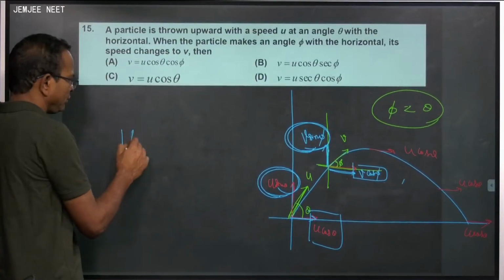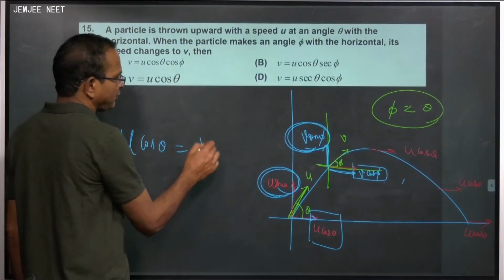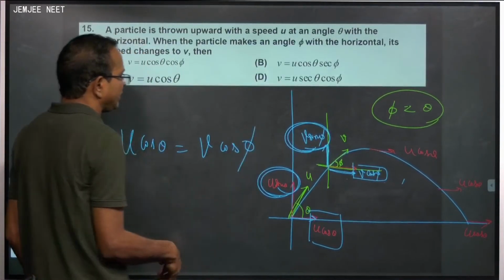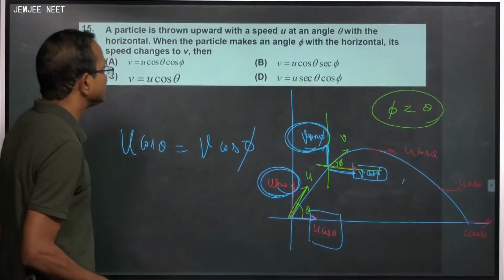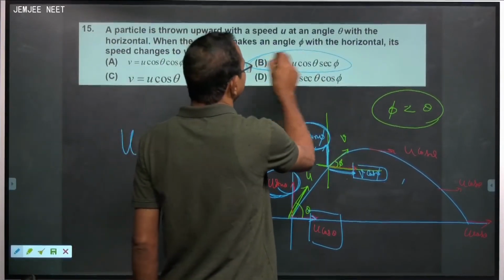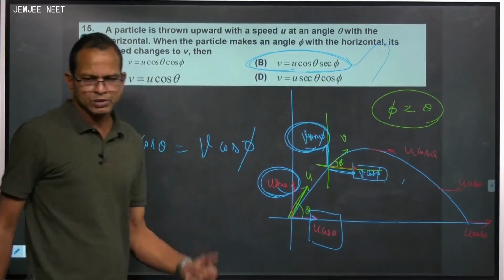So U cos theta must be equal to V cos phi. Choose whichever answer matches. Which is the right answer? Option B, sir, the second option. Beautiful. That's right. Understood?